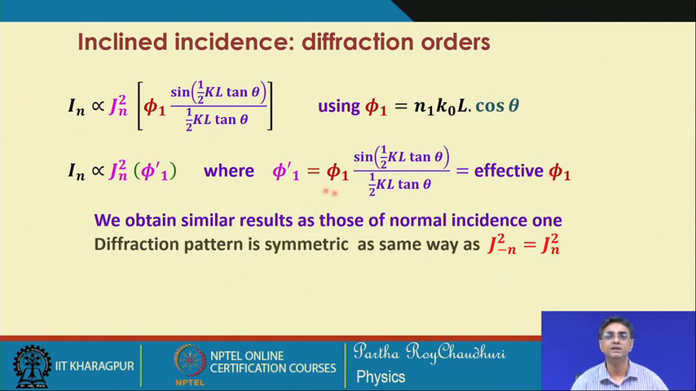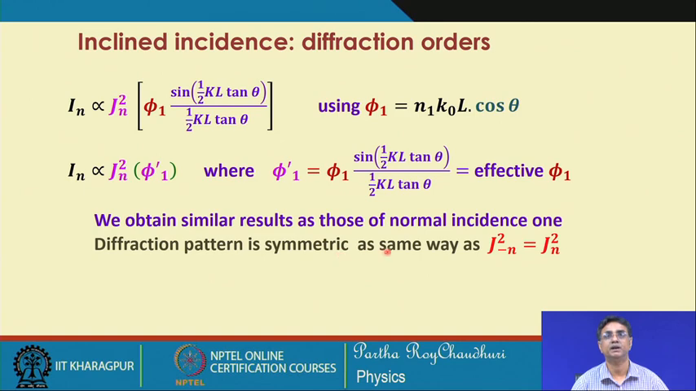So, after doing all these things, we could actually represent the transmitted, that is the diffracted beam amplitudes in terms of the same form, that is phi, and we obtain similar results as those, but this phi 1 is now phi dashed, the effective phi, because all other quantities are going to modify the value of phi 1. Originally this was phi 1, and now this quantity is multiplied with this.